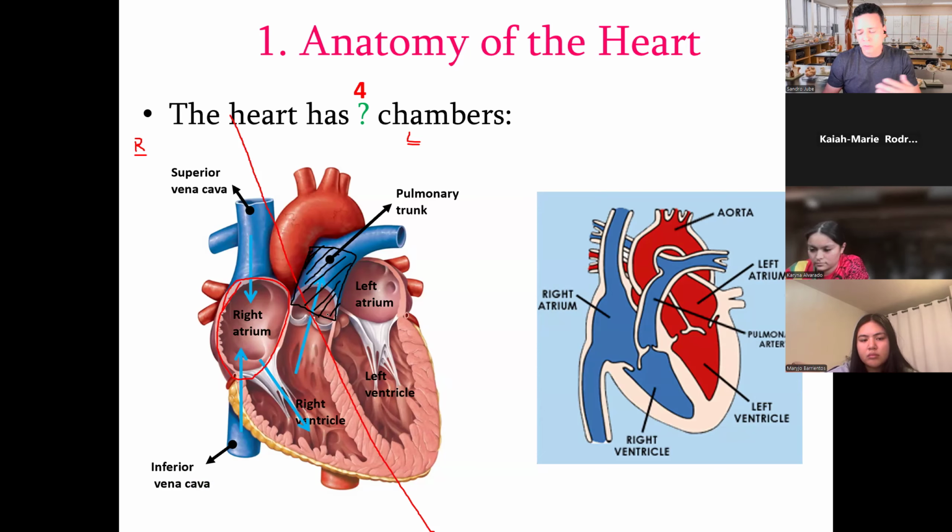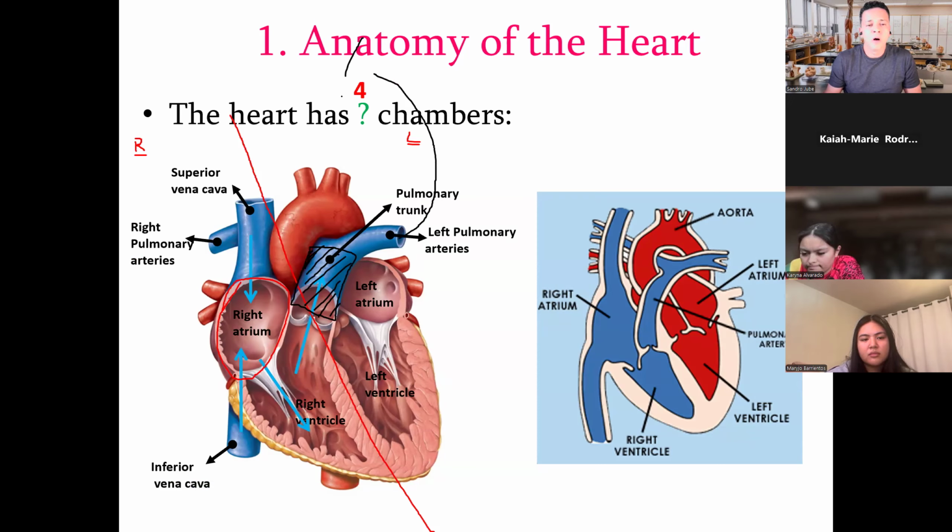On the left side, we have the left pulmonary artery. On the right side, we have the right pulmonary artery. What are the pulmonary arteries going to do? The pulmonary artery is going to take the deoxygenated blood and send the blood all the way to the lungs. The left pulmonary artery is going to send it to the left lung. The right pulmonary artery is going to send it to the right lung.